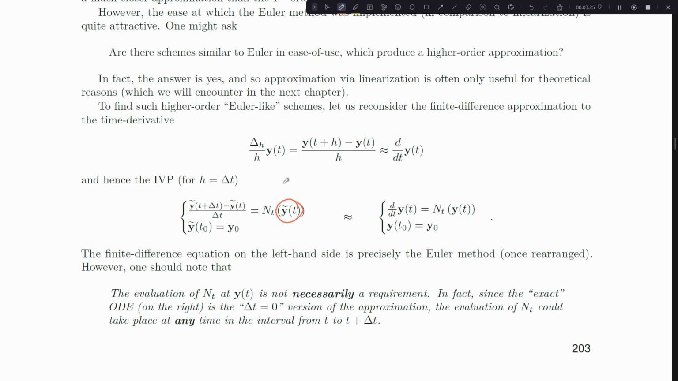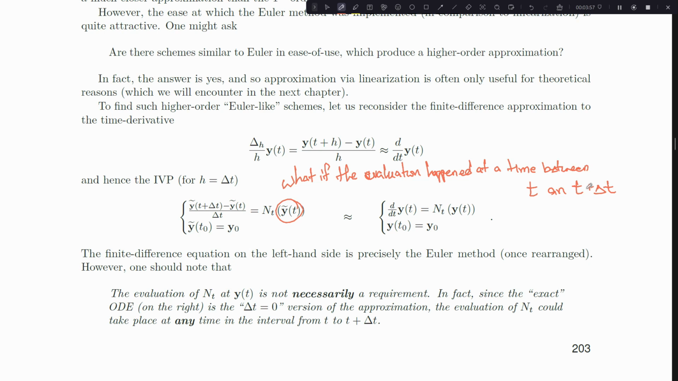So I guess the takeaway point is, what if this evaluation happened at a time between t and t plus delta t? So what if that evaluation occurred sometime in the future, but not quite at our next time step?